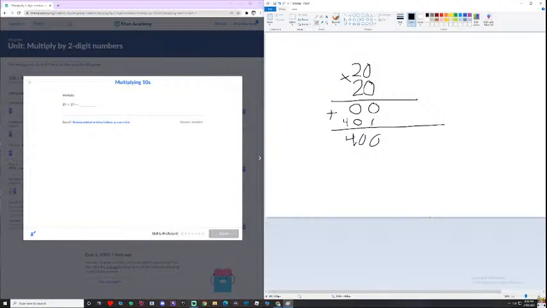Our answer 400 is correct. I could use Siri to prove that, but I am gonna do that in a second. So basically, look, if we didn't place that 0 there, we would have gotten 40. That's the incorrect answer. Let me show you.